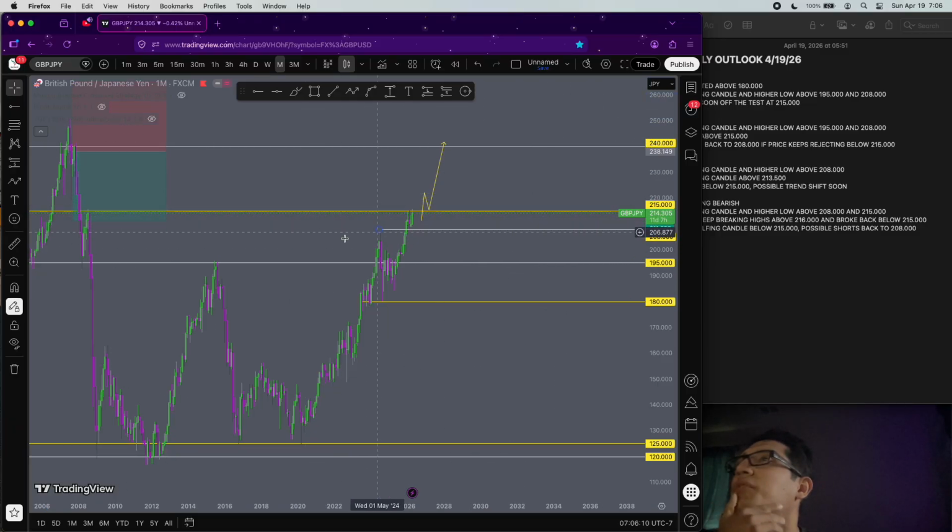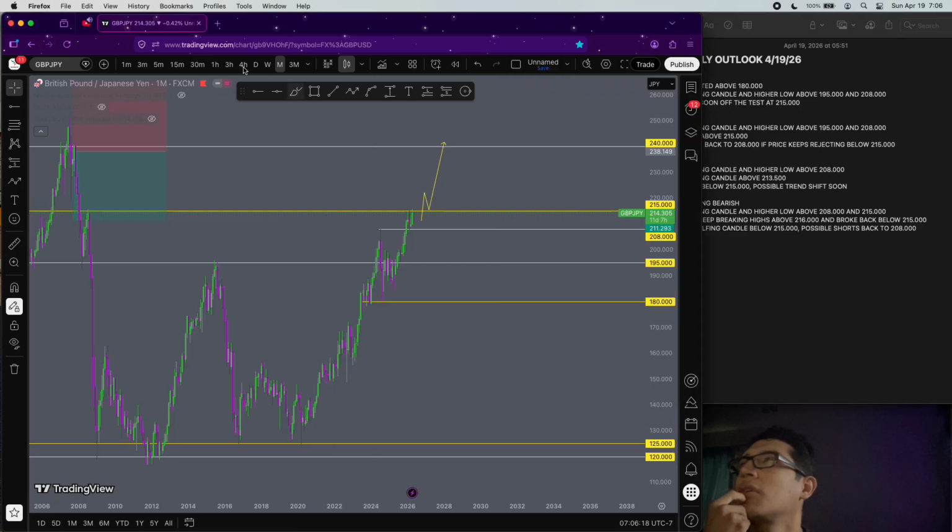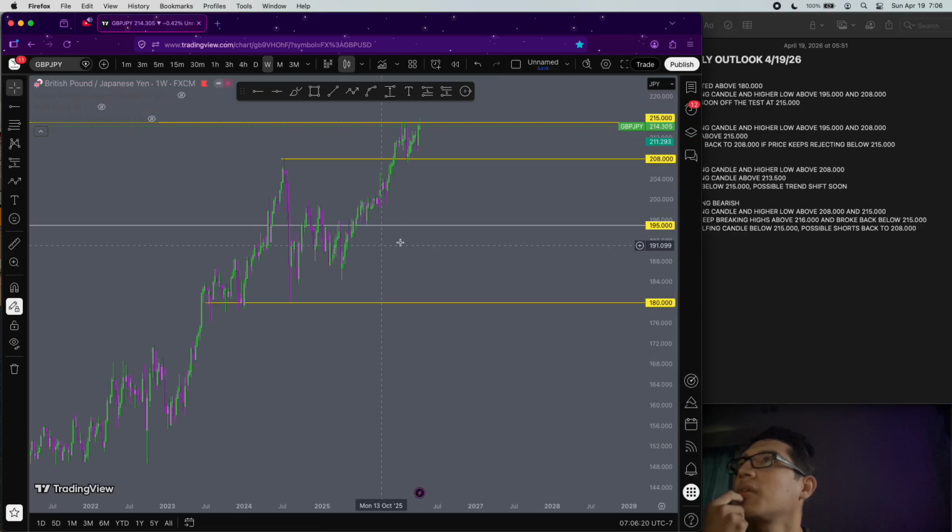Right here, price at 215. Right now on the smaller time frames we're rejecting. That's why on the H4 and the H1, it's bullish turning bearish. So let's look at the weekly. You can already see on the weekly we're fully bullish. Support respected. Bullish engulfing candle, higher low above 195. Bullish engulfing candle, higher low above 208. And then price flew all the way to 215.